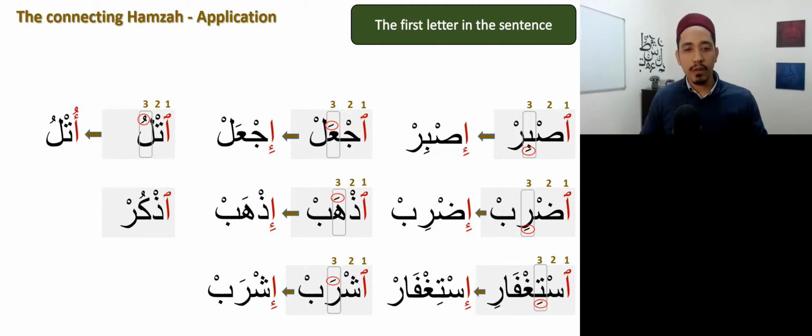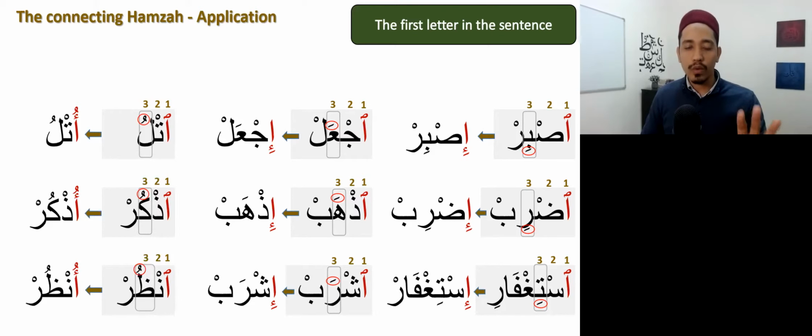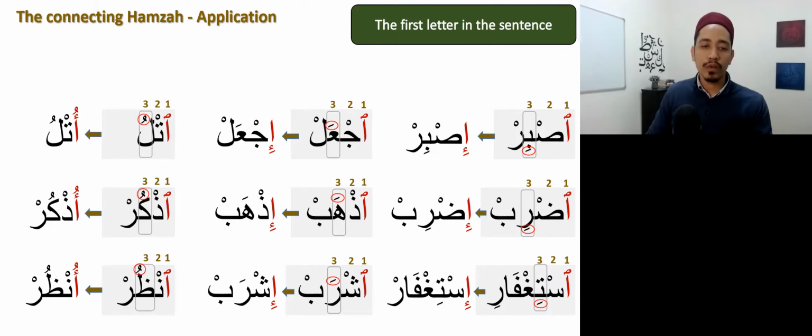The connecting Hamza, what will be read with? Fatha, kasra, or Dhamma? Dhamma. Udhkur. 1, 2, 3. Dhamma. There we go. Udhkur. Finally, 1, 2, 3. Dhamma. So we know it's unzur.